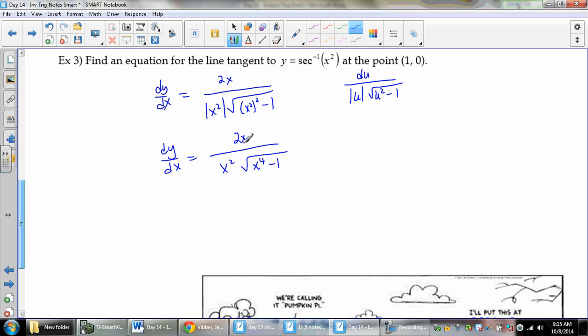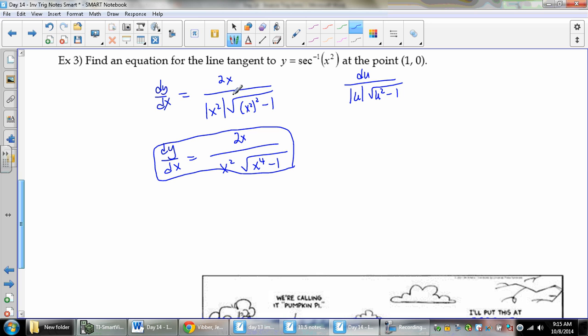Now, if you want, you have a couple options here as far as writing the derivative. You can write the derivative like this and walk away. But Mrs. Bibber, what about the absolute value? Well, what of it? Absolute value just takes something that's negative and makes it positive. Is x squared ever going to be negative? No. So the absolute value is really redundant.